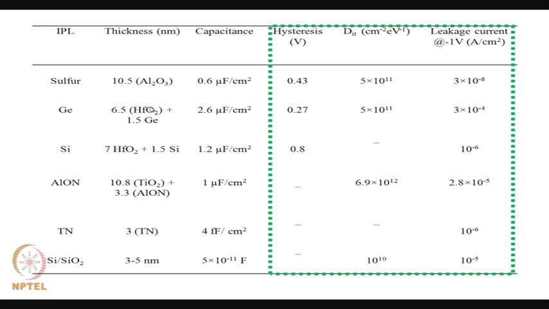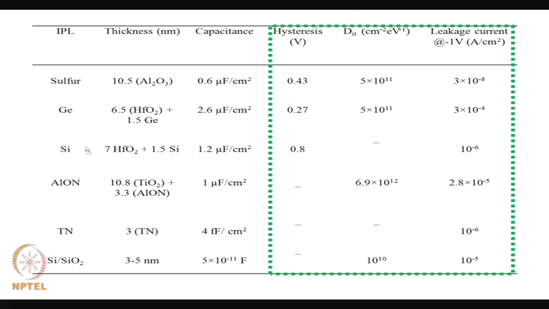Then germanium with hafnium oxide as dielectric and germanium 1.5 nanometer thickness. The value of the leakage current is not very good, 3 into 10 to the power minus 4. So, so far as the leakage current is concerned, there is an increase in the leakage current at the same voltage of minus 1 volt. However, the DIT is the same, 5 into 10 to the power 11, and hysteresis has improved to 0.27 from 0.43.